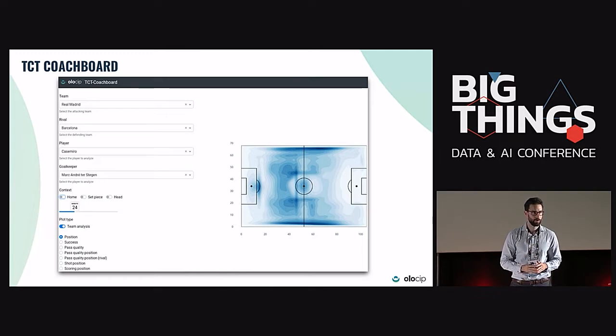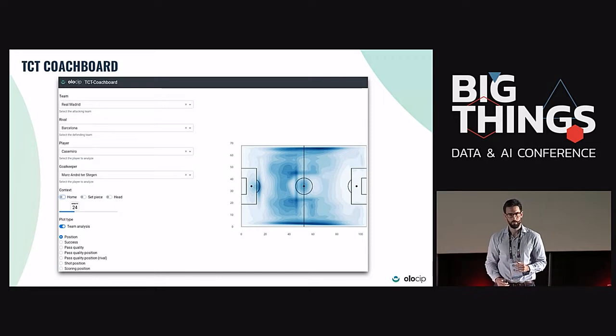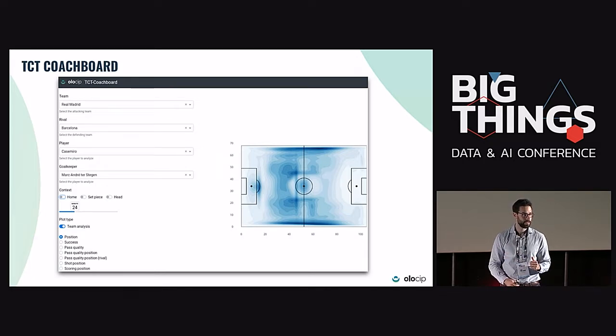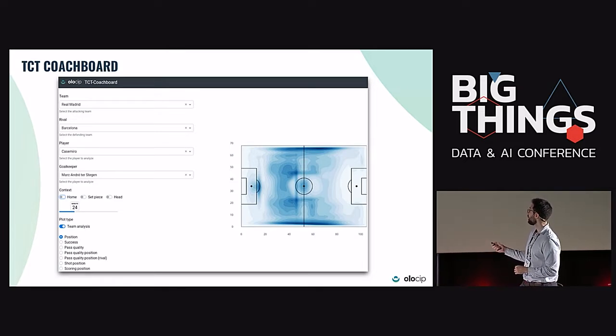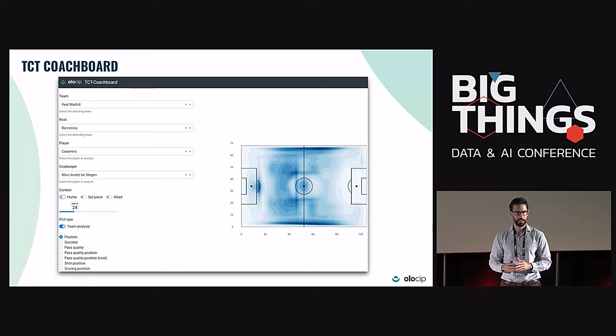The next tool that I'm going to tell you about is called TCT Coachboard, and it focuses on pre-match analysis, so on predicting the behavior of teams and players in future games, and that way allow the user to create effective game plans and strategies. So this tool is presented as an interactive coach board in which you can click or select areas, and they are annotated with information.